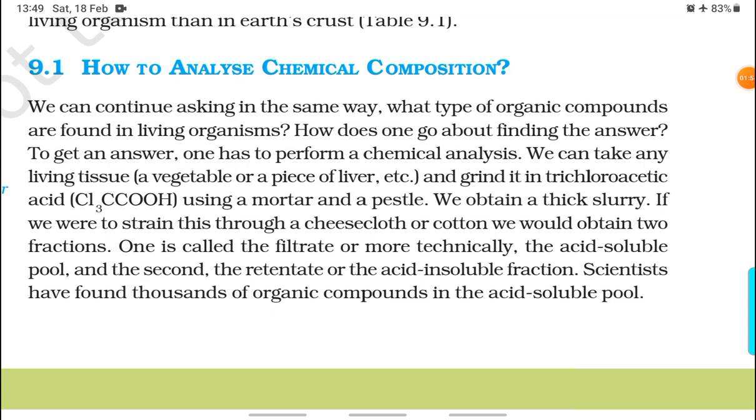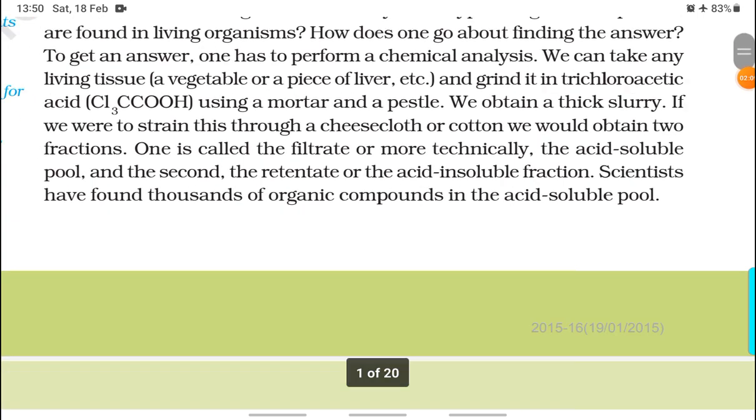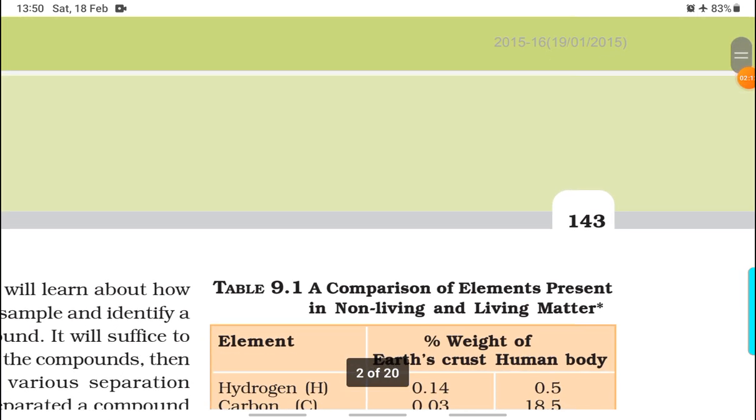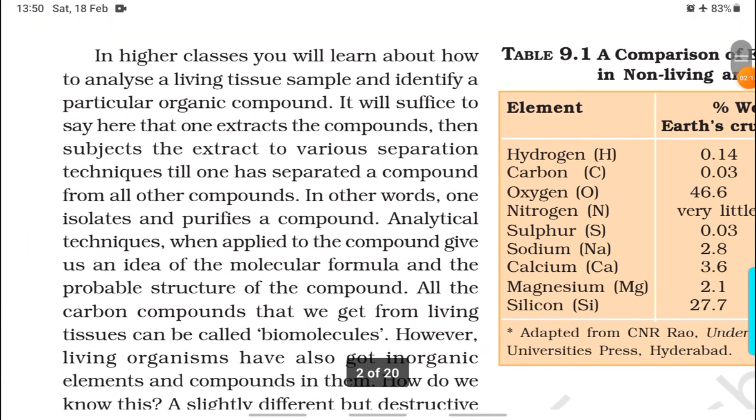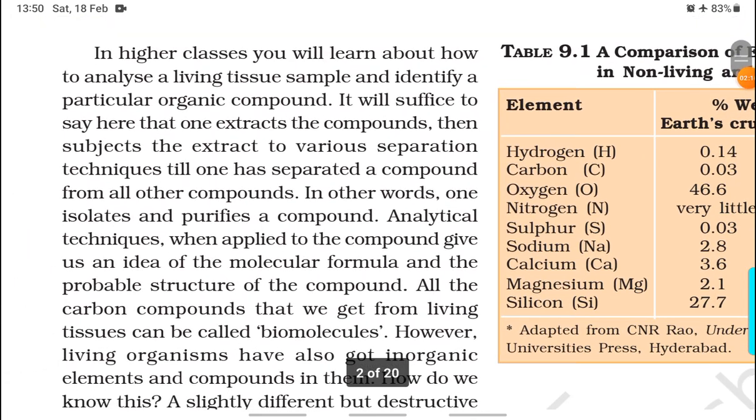If we were to strain this through a cheesecloth or cotton, we would obtain two fractions. One is called the filtrate, or more technically the acid soluble pool, and the second the retentate, or the acid insoluble fraction. Scientists have found thousands of organic compounds in the acid soluble pool. In higher classes, you will learn how to analyze a living tissue sample and identify a particular organic compound.